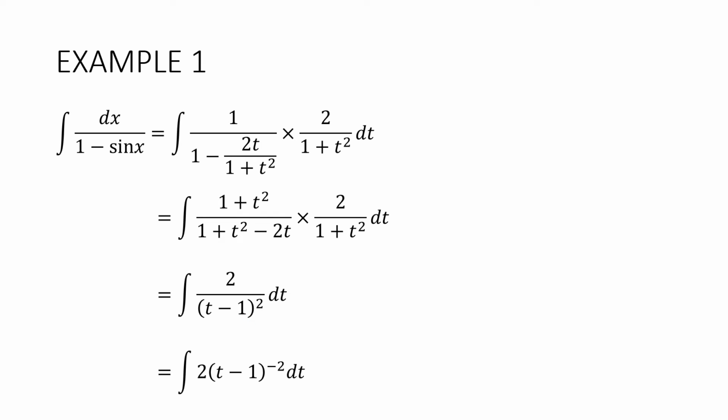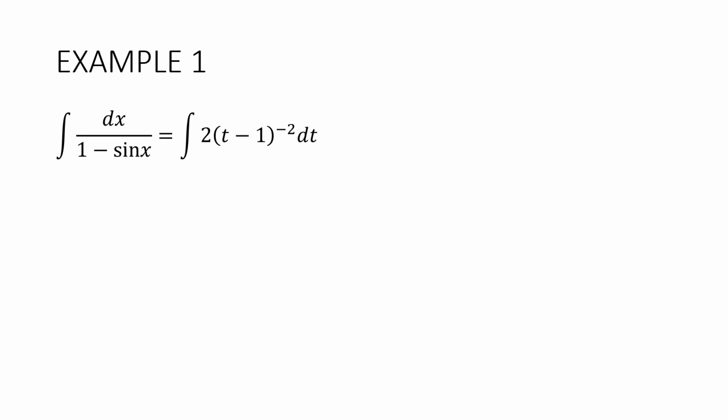And bringing that up the top, I'm ready to integrate. So I get 2, and then (t minus 1) to the power of negative 1 divided by negative 1, also divided by the derivative of the second function, which is just 1. I haven't even put that in, plus c. Tidying this up, and this is not the answer.